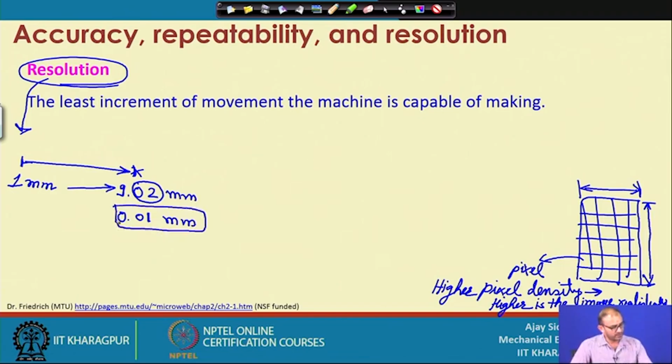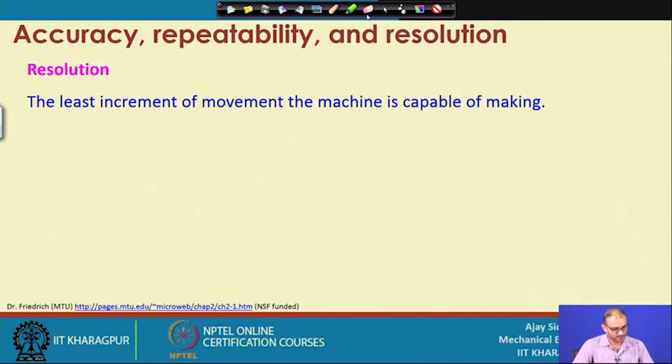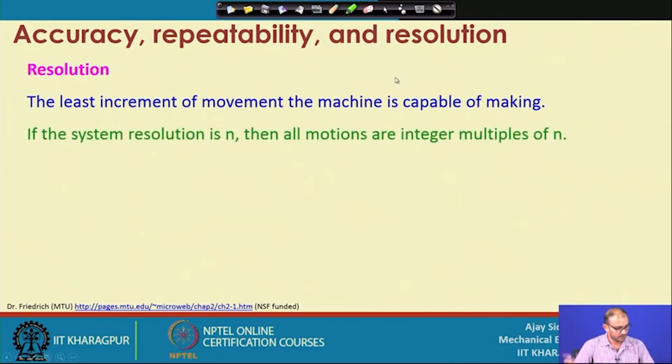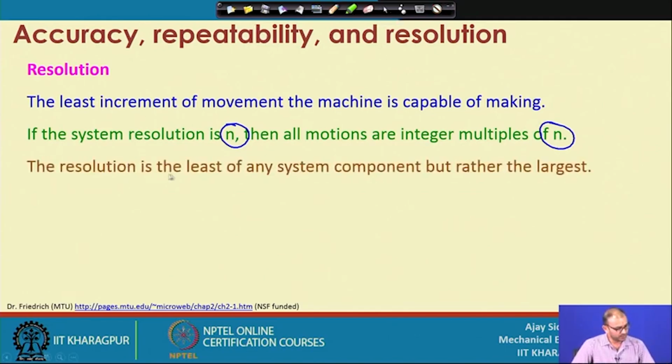right. So, in that way you can get any number of increments in terms of 0.001, multiplied by whatever you are getting, n, so that will be the resolution of the system. So, if the system resolution is n, then all the motions are integer multiples of n. That is what we can see in this particular definition of resolution, right. So, resolution is not the least of any system component, but rather the largest.